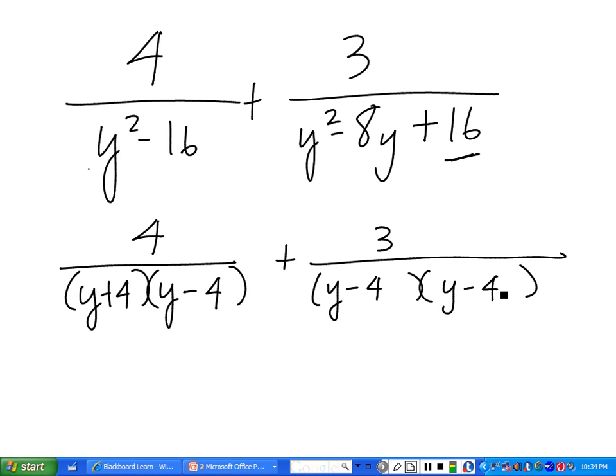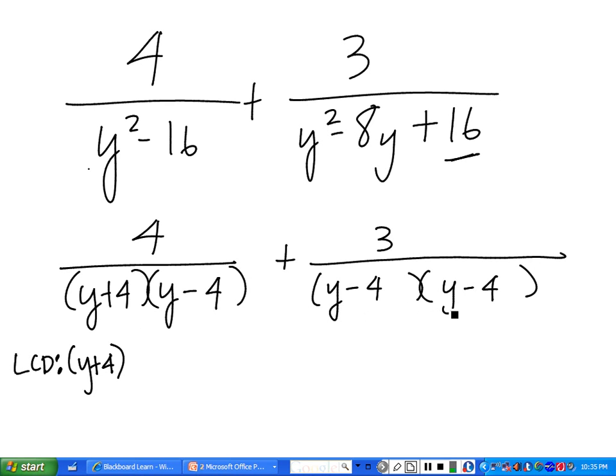Now, let's see what the LCD is. Look on the left side. We have a y plus 4, so I definitely need to get a y plus 4 on the right side. That's part of my LCD. Then I have a y minus 4 on this side, and not only do I have a y minus 4, I have 2 of them.